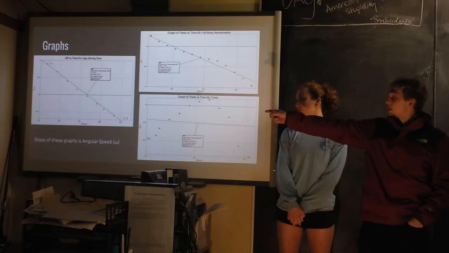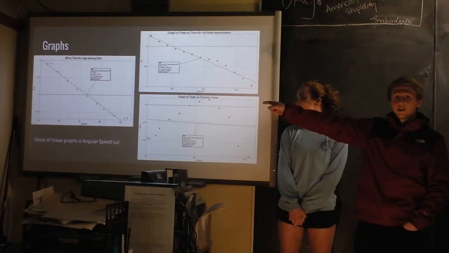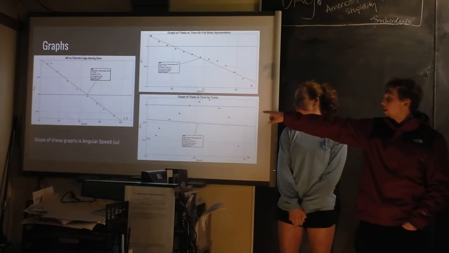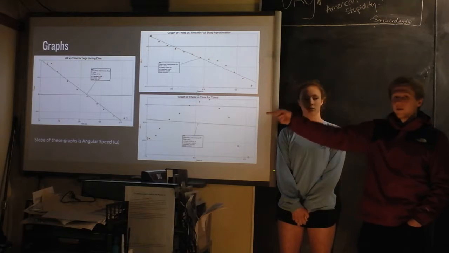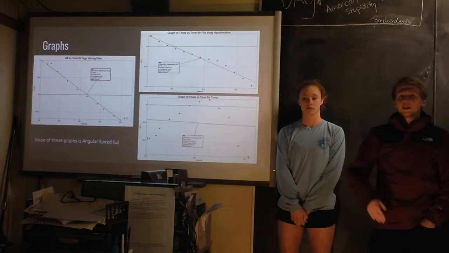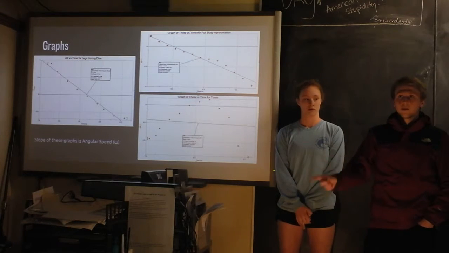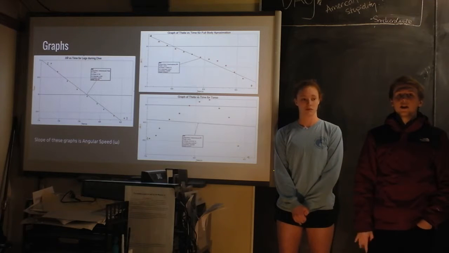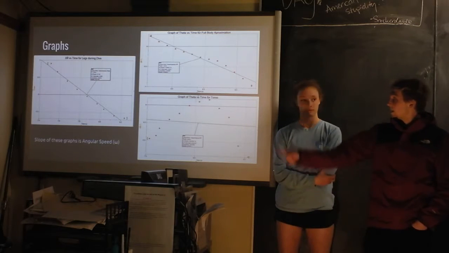So these are the graphs of her angle, the change in her angle versus time. So we got the slope of that to be angular speed. We used that angular speed number to do calculations on rotational kinetic energy, and this is just that.